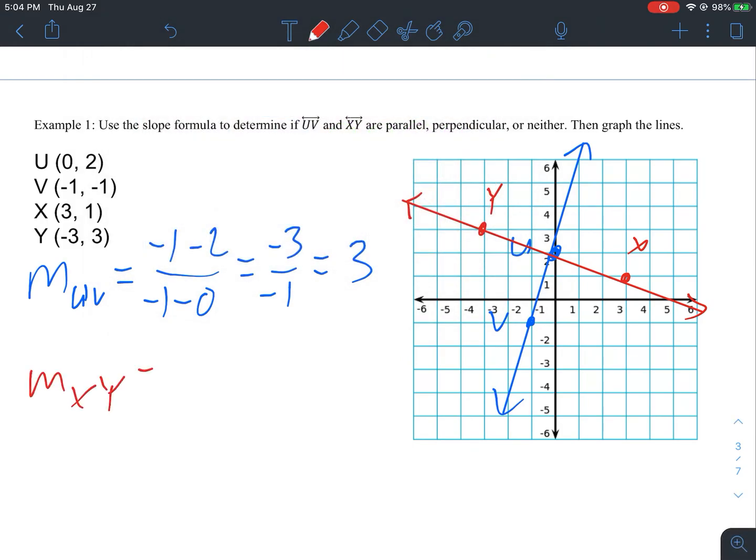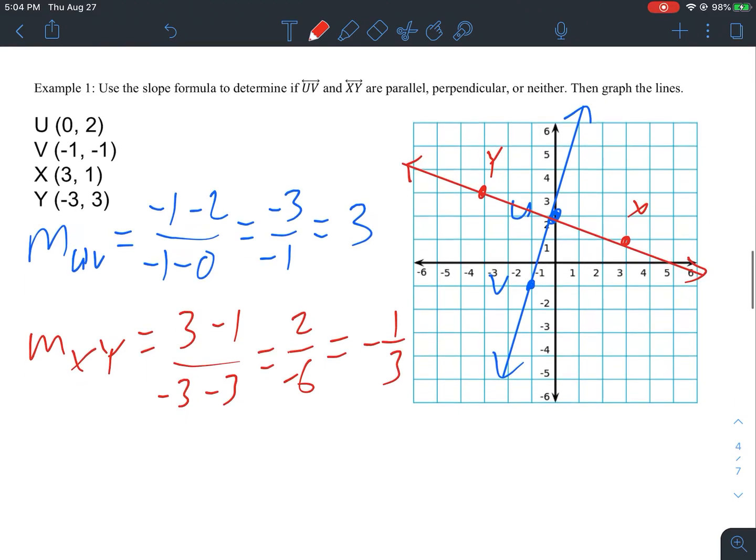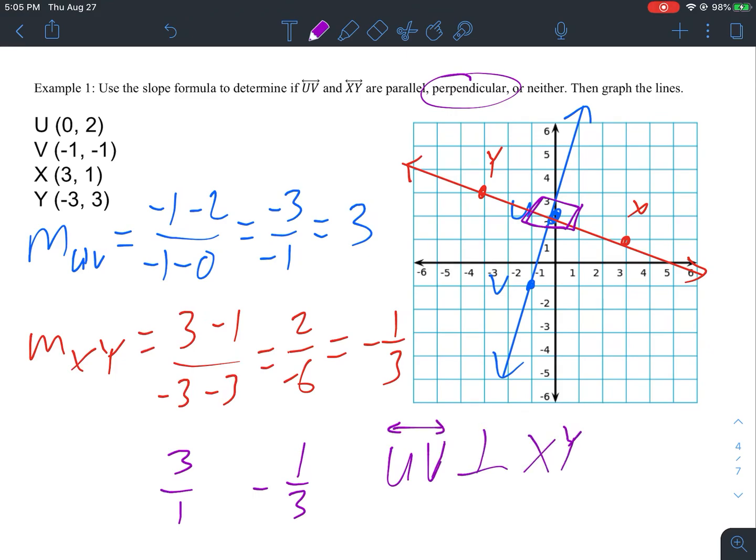And now the slope of XY. That would be 3 minus 1, so y minus y, over -3 minus 3, so x minus x. That would be 2 over -6, which reduces down to -1/3. All right, so now you have to ask yourselves, is 3, or 3 over 1, and -1 over 3 the same? Obviously not, so they're not parallel. Are they opposite reciprocals? Well, one's positive and one's negative, so they're opposite. And 3 over 1 is the reciprocal of 1 over 3. So they are opposite reciprocals, which means these two lines are perpendicular, which means these 4 angles right here are right angles. So we say line UV is perpendicular to line XY.